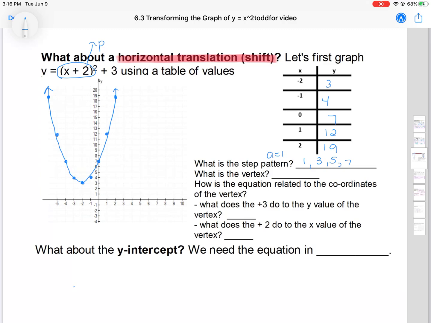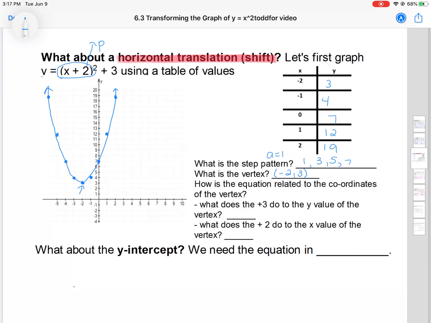Okay, so now we have a vertex of -2, 3. So how is the equation related to the coordinates of the vertex? I got this vertex from the graph. I just looked, there's the vertex, -2 and 3. But you can use the equation to find the vertex.